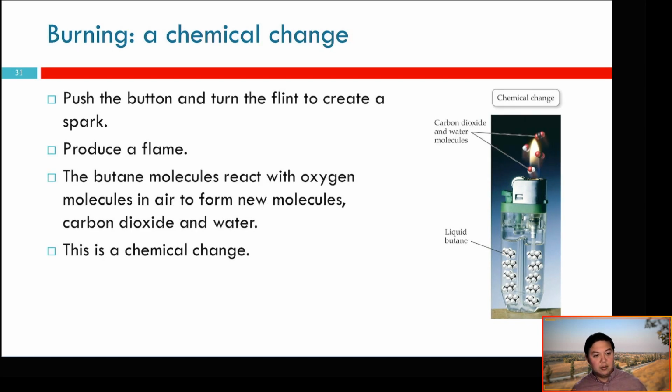On the other hand, as soon as you turn the flint and create a spark, then you're actually converting, right? You have a chemical reaction happening. Your butane molecules are reacting with oxygen, and they form new molecules, carbon dioxide and water. And that's a chemical change.